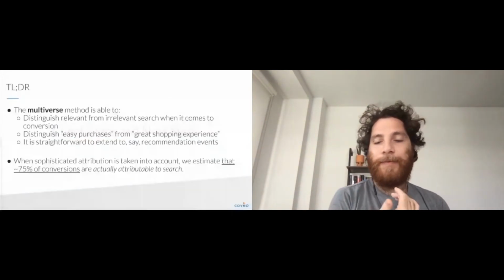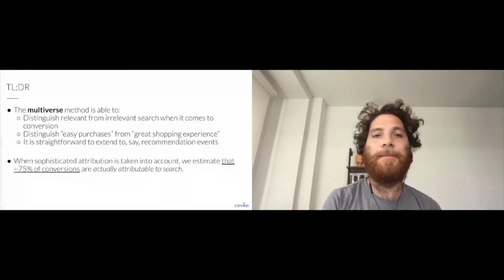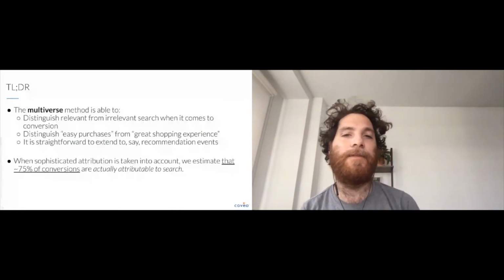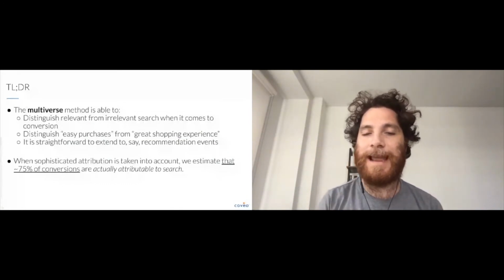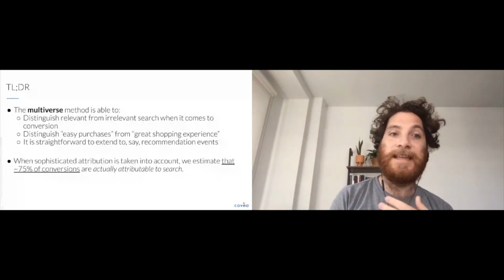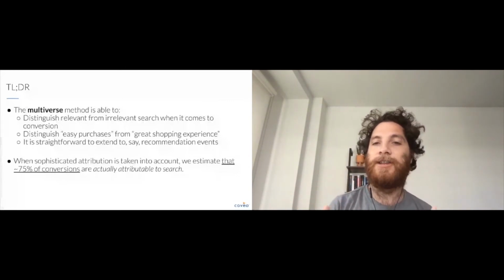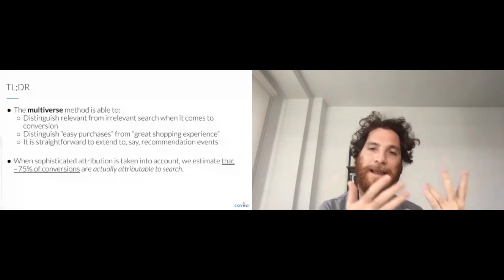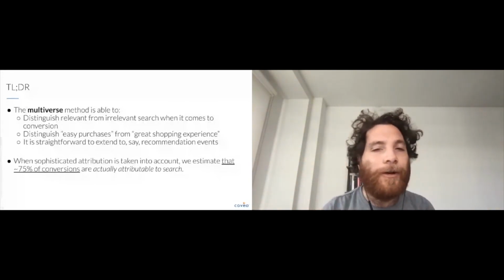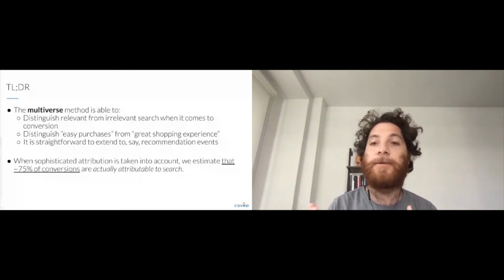So, summing it up, the method we propose, which is a deep generative model generating alternative timelines to assess causal importance, is able to distinguish relevant from irrelevant searches. So it's able to actually tell us when search was important for a conversion or not. It is able to distinguish easy purchases from great shopping experiences. Remember the geometrical difference between the Lakers example and the sneaker example. And of course, we present it for search in e-commerce, but if you think about it, it's very straightforward to extend, for example, to a recommendation event.